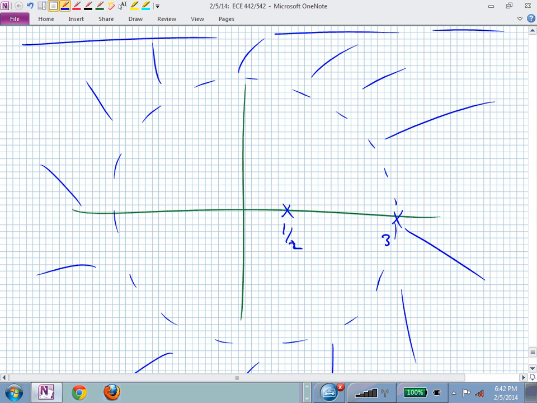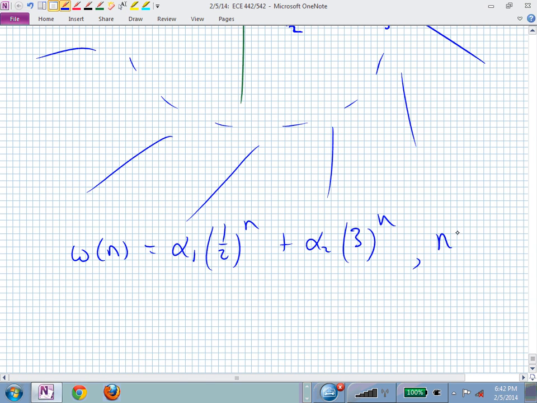They're positive, aren't they? They're non-negative values of n. So this expression is true for n greater than or equal to 0, right? Just based on the region of convergence. I haven't found my alpha 1 and alpha 2. Those aren't the same as in the last example. So they're not the same. It's alpha 1 bar and alpha 2 bar.